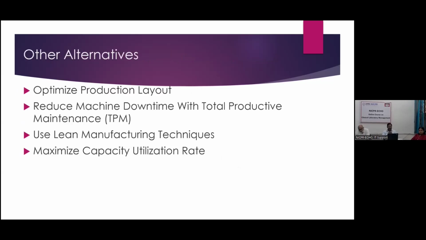Then these are other alternatives. These are the newer alternatives. We can optimize production layout. We can reduce machine downtime with total productive maintenance. So maintenance, as we will learn in equipment management, are the reactive maintenance and preventive maintenance. So by machine maintenance, we can reduce the machine downtime. And we can use lean manufacturing techniques, and we can also maximize the capacity utilization. I'll talk about capacity utilization later.